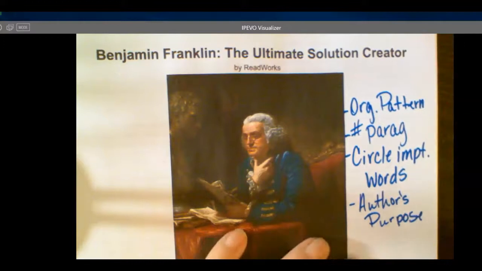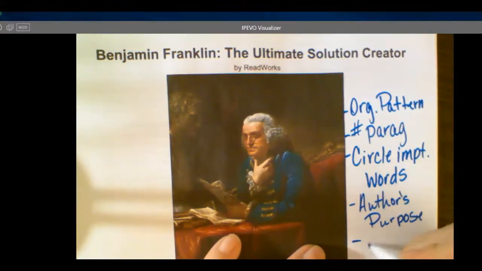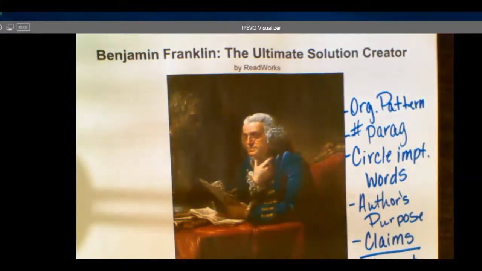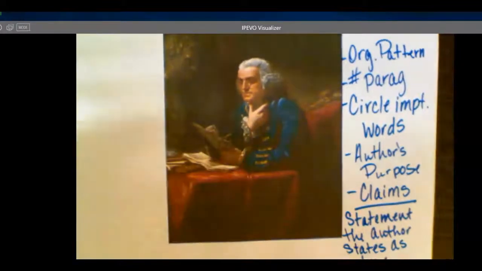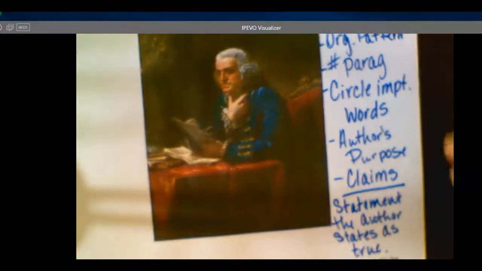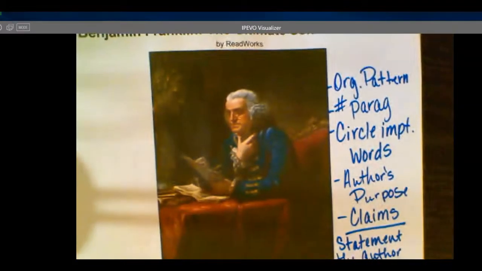And then we are always asked about the author's purpose. What that gets to in an informational text is, what claims is the author making? A claim is a statement the author states is true, and maybe has research to back up what they are saying. So, a statement that the author states is true.